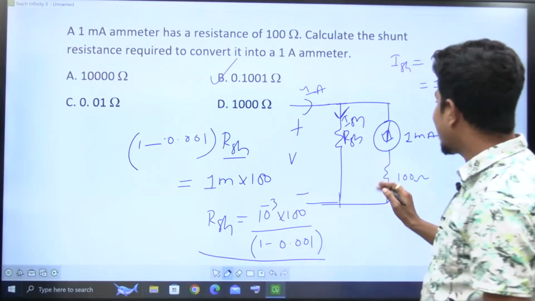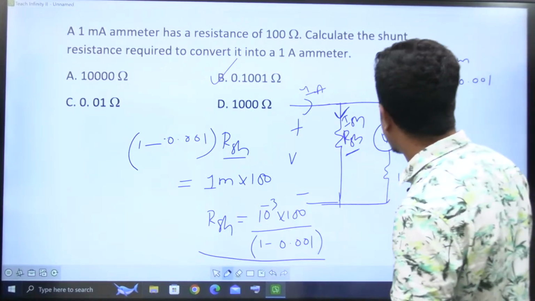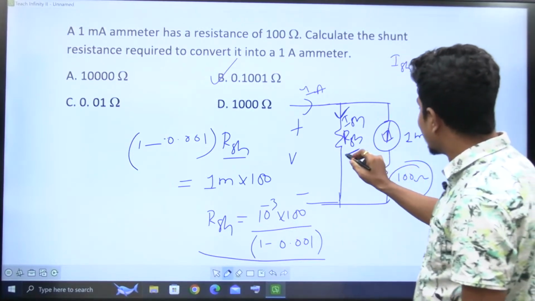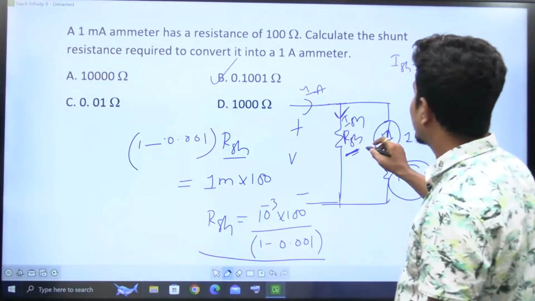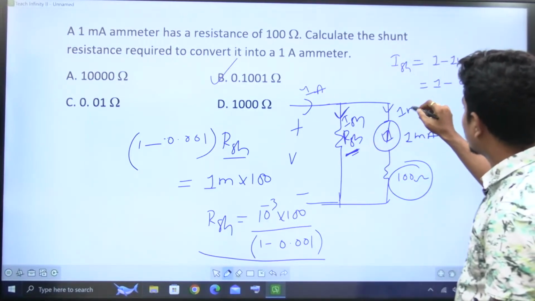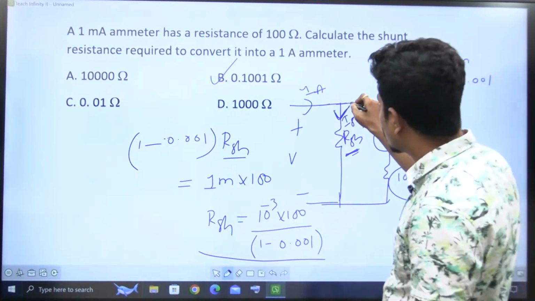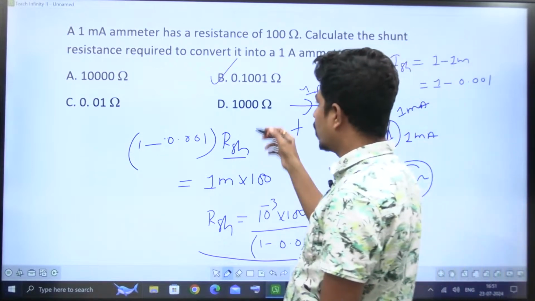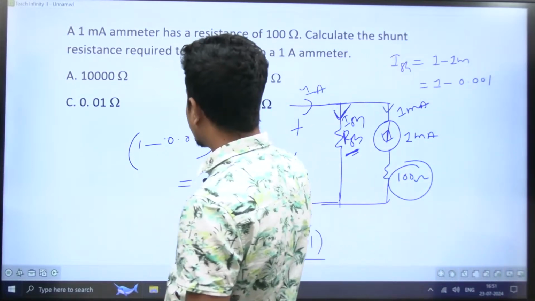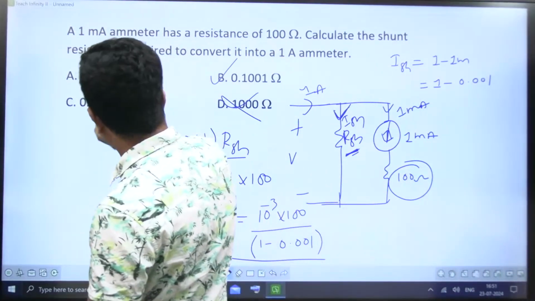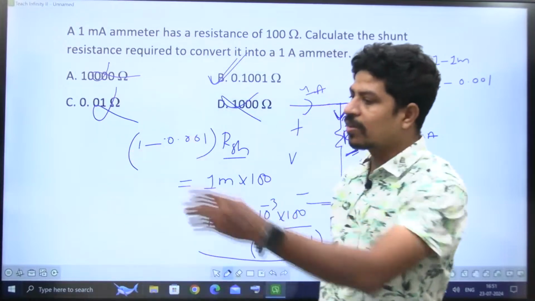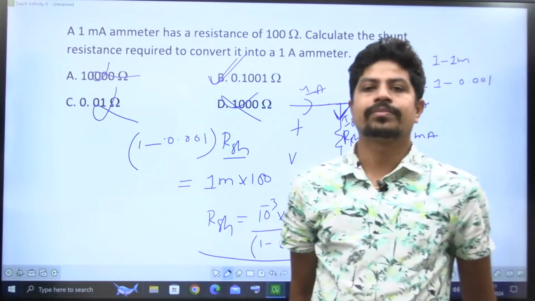See, one thing I can say, this RSH must be very, very less when compared to 100 ohm. Why? Because it has to take more current. See, this is taking 1 milliampere. The remaining total current must go. Current always chooses the short path. Therefore, 1000 is a nightmare. This is also a nightmare. The answer is B only. Without solving, you can tell the answer, but none of you.